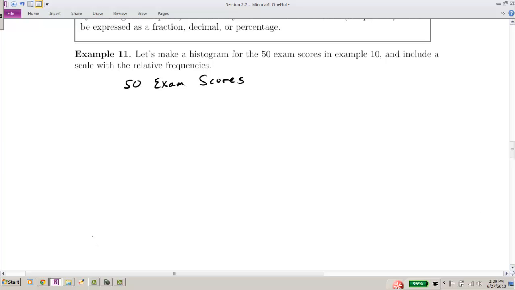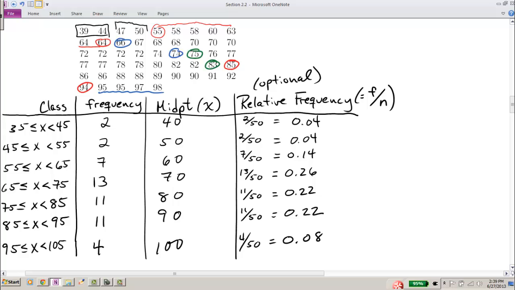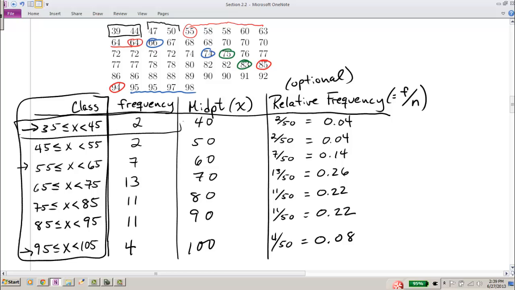Our horizontal axis along the bottom is going to list the numerical values that our data fall between. Our lowest class was 35 to 45, and it went all the way up to 95 to 105. So it's these classes that I'm going to use, and each of these classes will end up being a bar in this histogram.